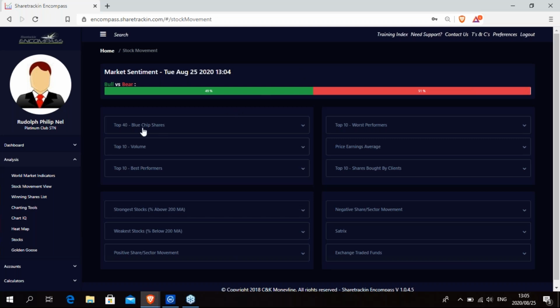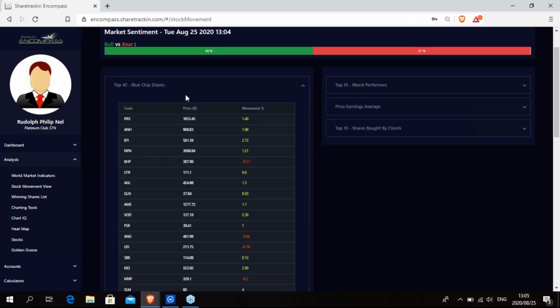Then you get your top 40 blue chip shares. Now, these are the most known shares in South Africa, which is PRX, and here's the Bush, British American Tobacco, Naspers, BHP, and so on. Okay, so the blue chip shares are the shares that investors tend to trade more, all right, because they are more South African known shares.